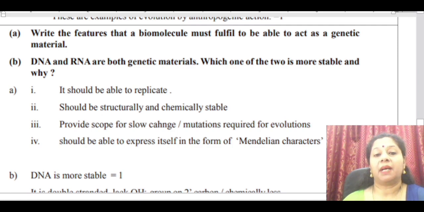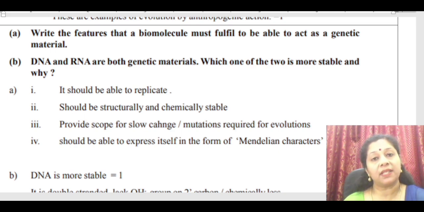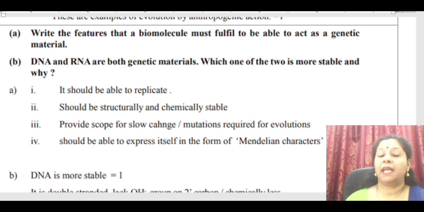Write the features that a biomolecule must fulfill to be able to act as genetic material. DNA and RNA are both genetic materials. Which one of the two is more stable and why? So the first answer is the features of a biomolecule to be able to act as a genetic material. So there is a discussion in the textbook on which is the better genetic material, DNA or RNA. So these are the characteristics or the qualities that we consider. One is it should be able to replicate.